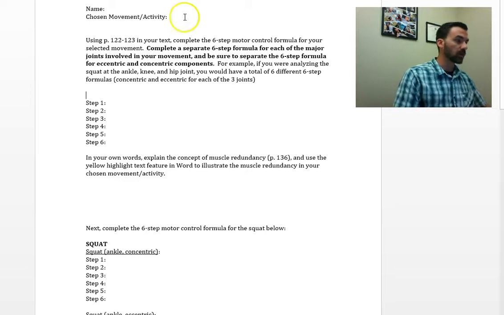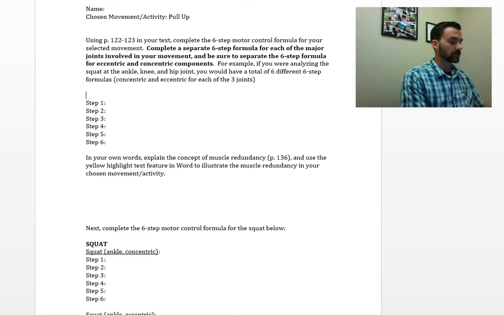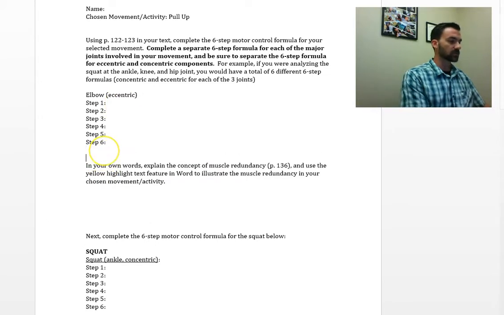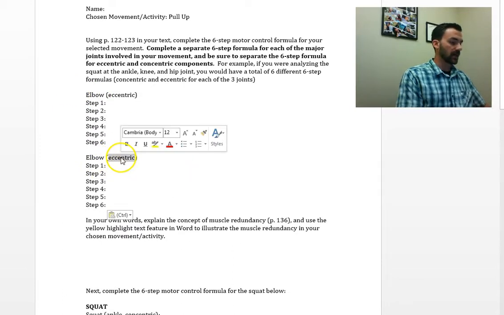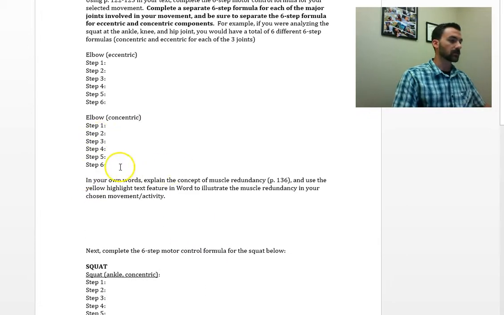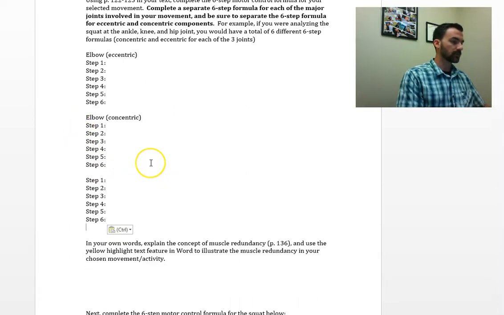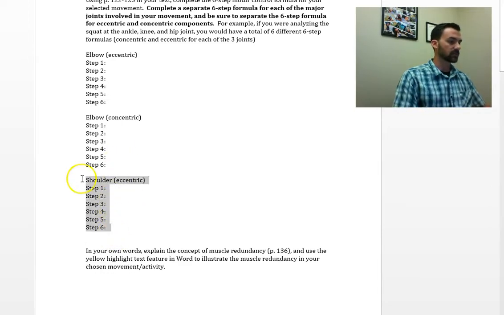So for example, if I'm doing the pull-up, I'll go ahead and drop this in up here, pull up, okay? And so then I'll identify here that I'm going to address the elbow, and we'll say that this is eccentric. Okay? So then what you're going to do is fill out all these. What you'll do is you'll tab down, and the easiest thing here would just be to simply copy and paste this. So we're going to copy, paste, and then we have concentric. Okay? We're going to do the same thing again for the shoulder. So we'll copy, move down, paste, and we're going to do shoulder and the eccentric phase. All right? And then you will do the same thing for the concentric.